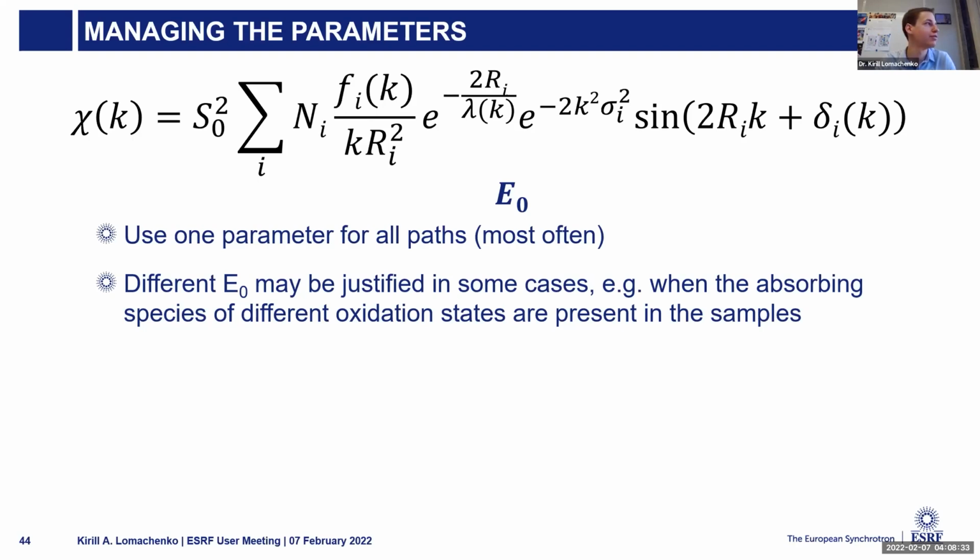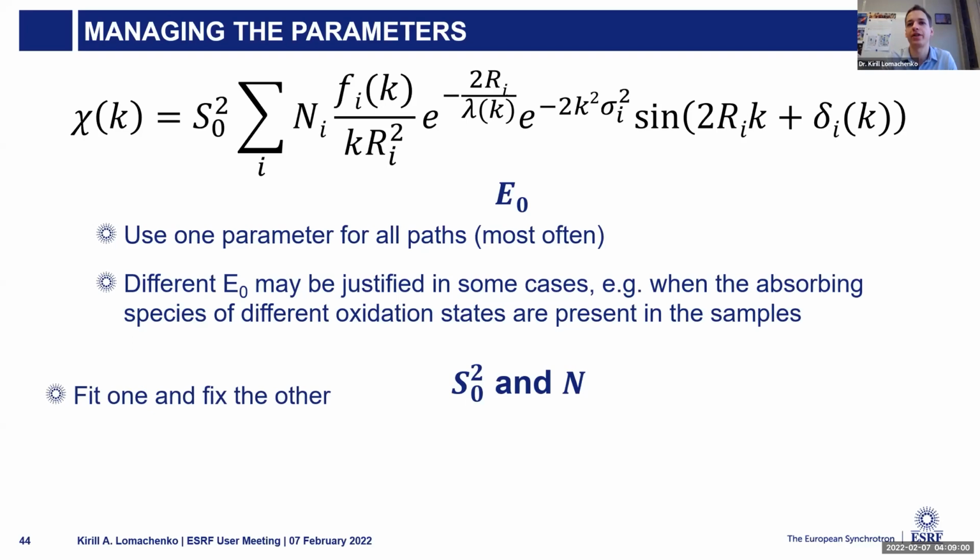So imagine you can have a very different oxidation state for 2 different species inside one sample. And so when you take this into account in EXAFS, then yes, you should have different E0 for these 2 species. But this is a particular case. In general, the E0 is kept the same.